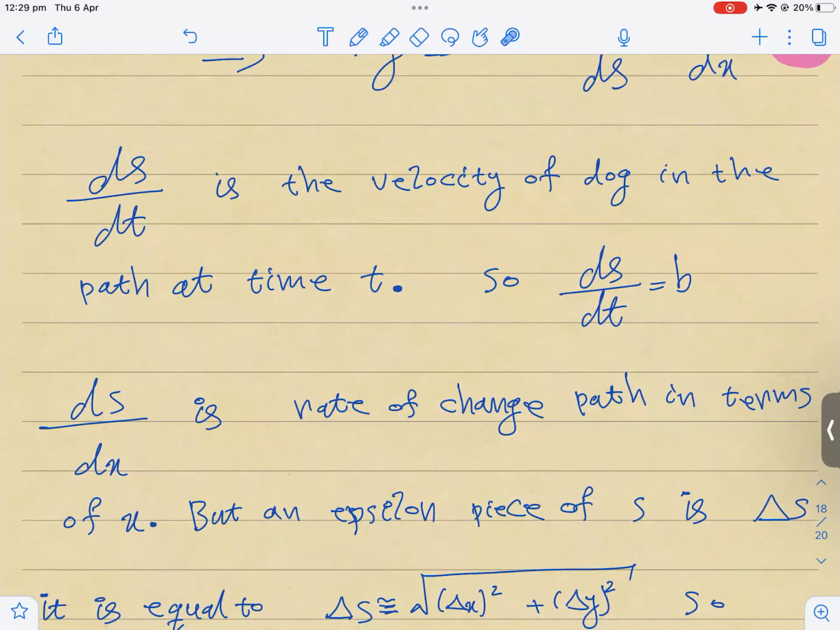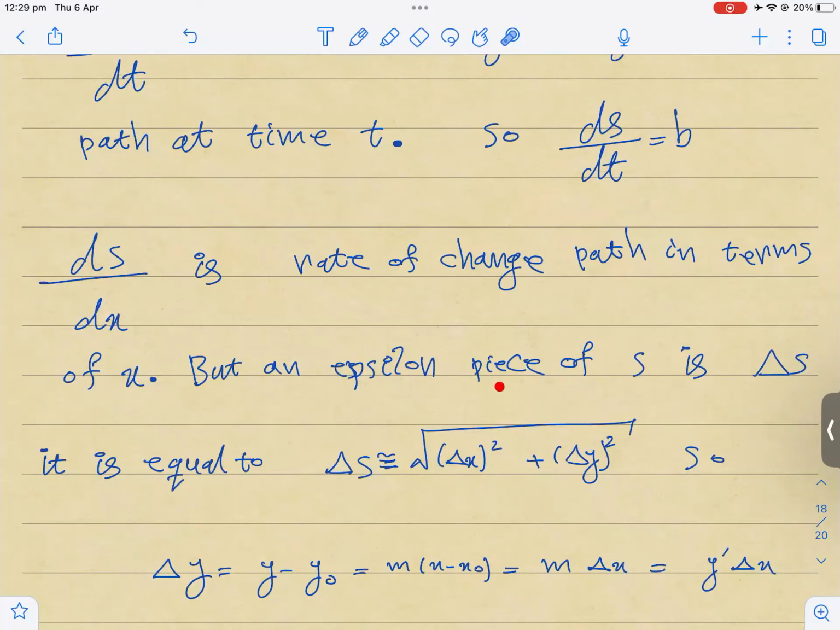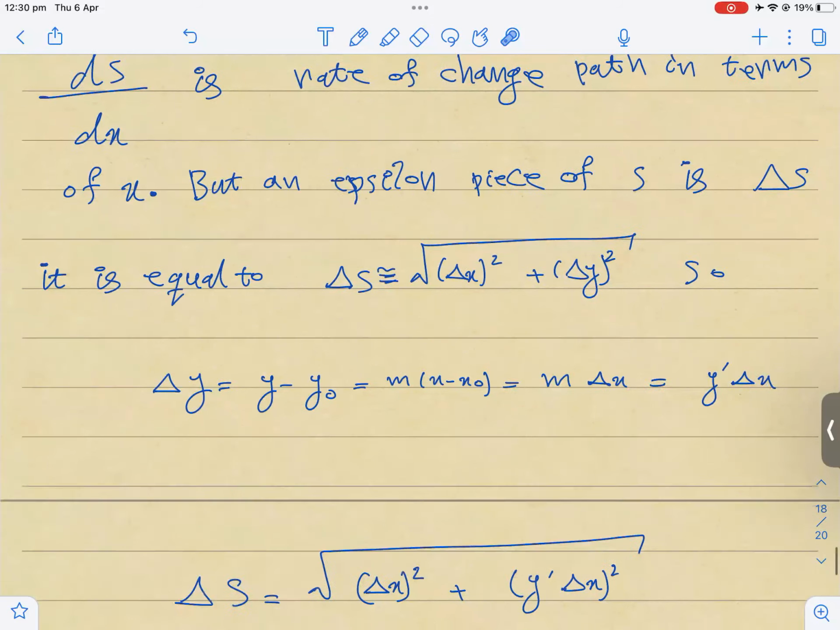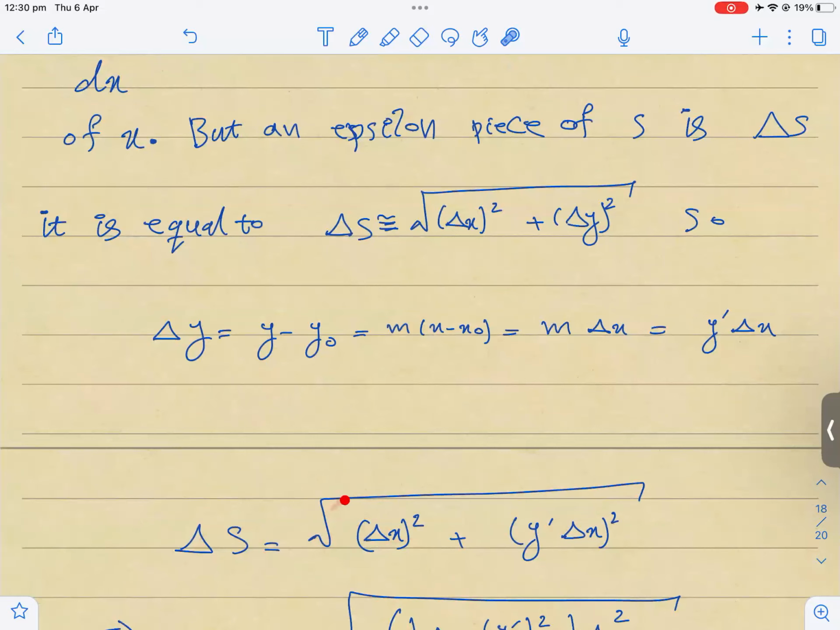because two weeks ago you saw the length of a curve in Math2800. But let's see the explanation. ds over dx is the rate of change of the path in terms of x. For a tiny piece of the curve, delta s is approximately equal to the Euclidean Pythagoras formula, delta x squared plus delta y squared. So delta y is y minus y0, m times x minus x0, so this is m times delta x, where m is just y prime. So delta s will be equal to the square root of delta x squared plus y prime delta x squared.